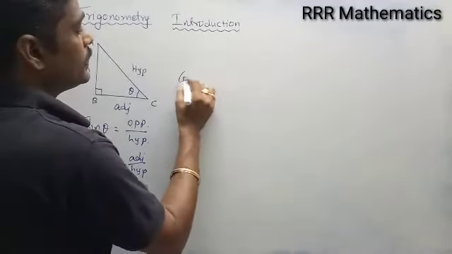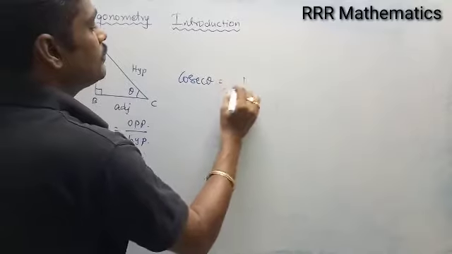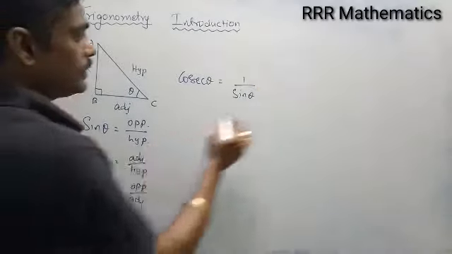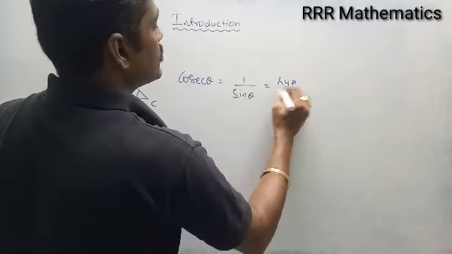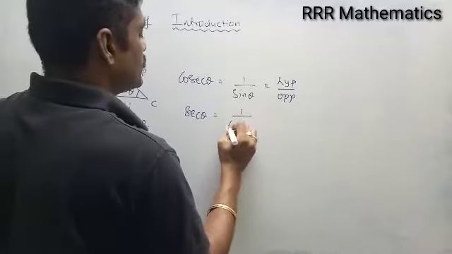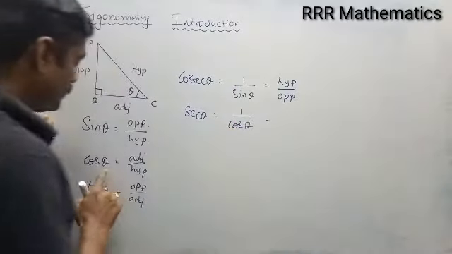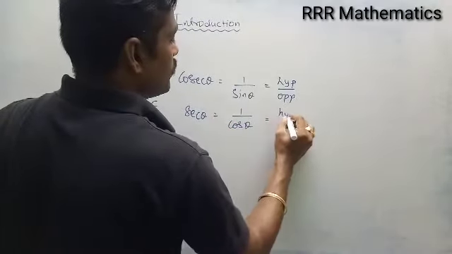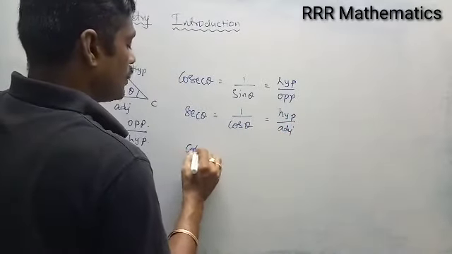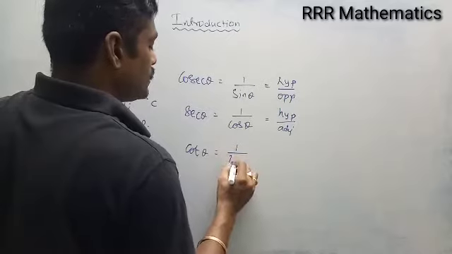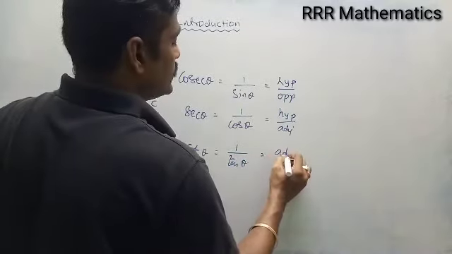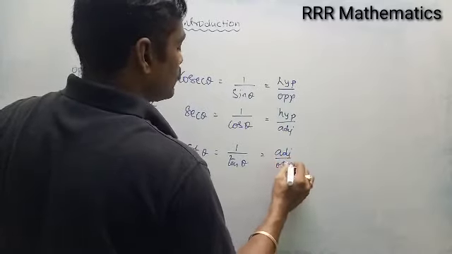What is cosecant theta? It is the reciprocal of sine theta, that is hypotenuse by opposite. What is secant theta? It is the reciprocal of cos theta, which is hypotenuse by adjacent. What is cot theta? It is the reciprocal of tan theta, which is nothing but adjacent by opposite.